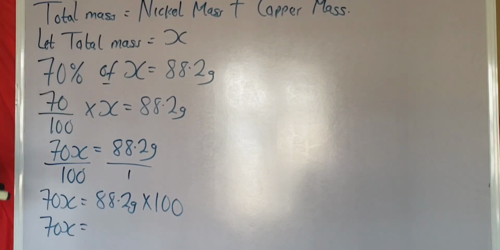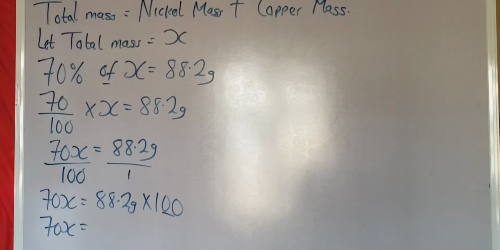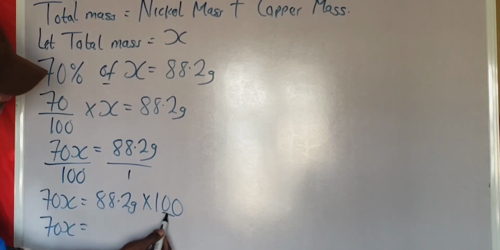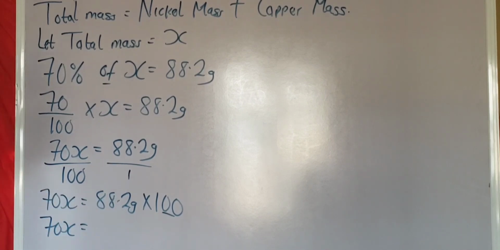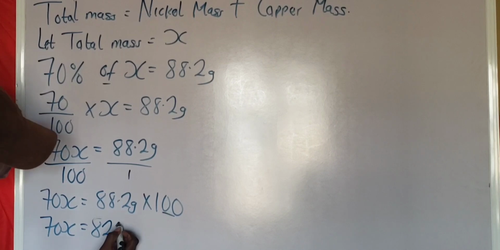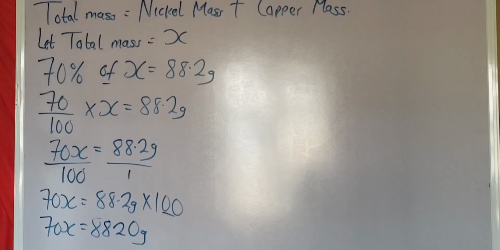Don't forget, I told you that you don't have to use a calculator here, because 100 has two zeros. You just move the decimal point two steps towards the right. We learned that in our first class. Since we are multiplying by 100, we get 8,820 grams.